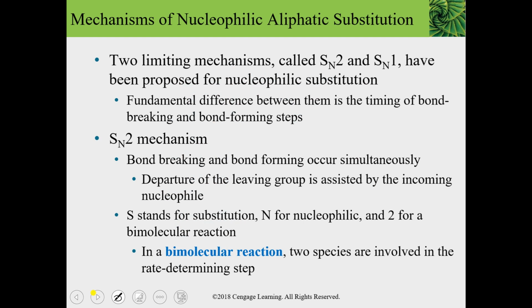Okay, so the two mechanisms with substitution are SN2 and SN1. The only difference between them is the way in which the bonds break and form. Okay, so in an SN2 reaction mechanism, the bonds breaking and the bonds forming are happening at the same time. So when the leaving group is departing, when it's going away and getting kicked off or substituted out, that is happening at the same time that the nucleophile is coming in.